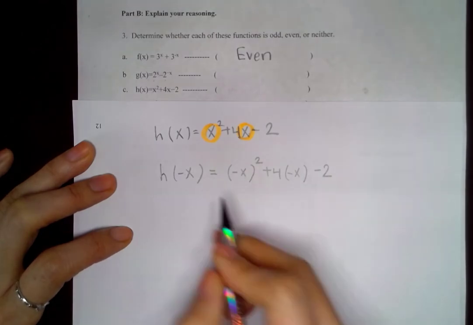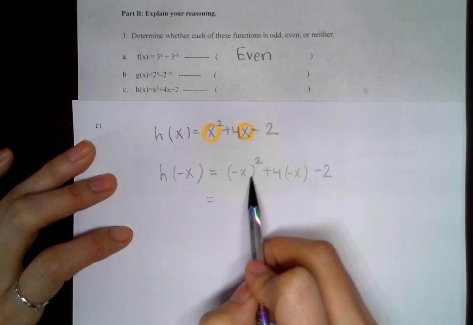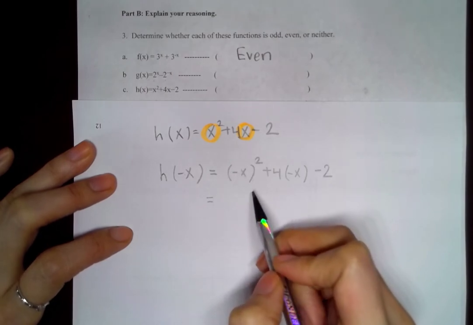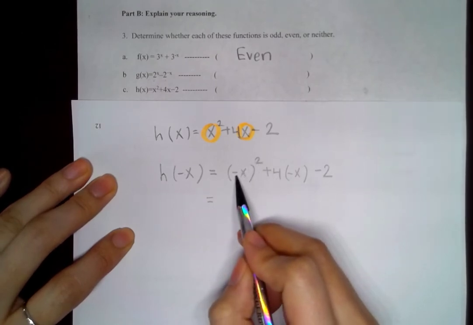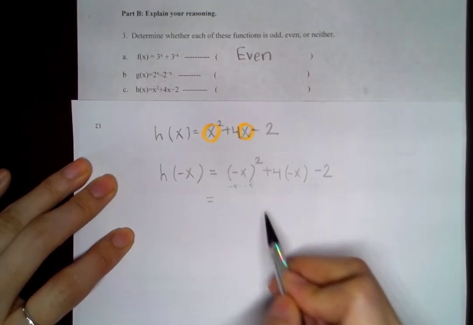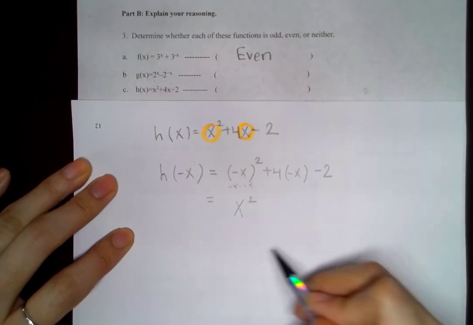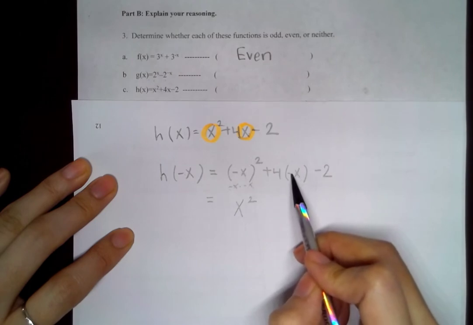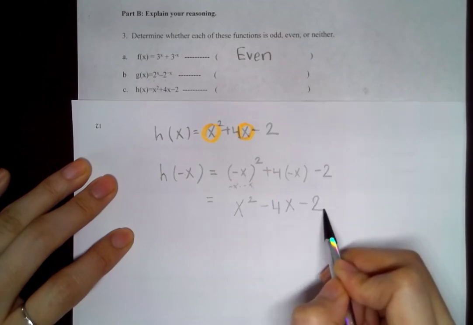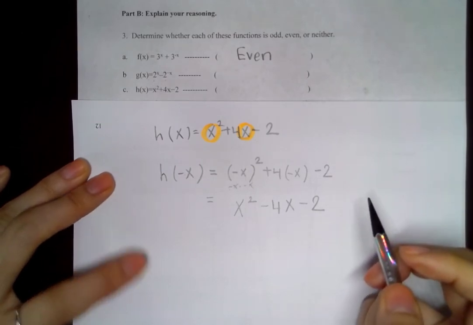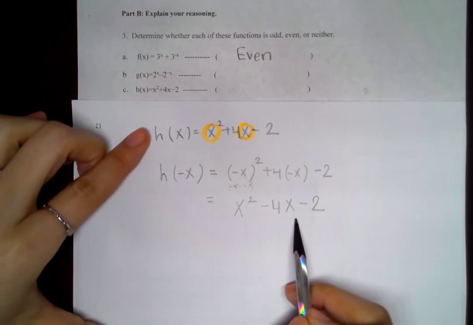Right? So let me simplify this. Guys, if you have a negative inside of the parentheses and you have a square, then it turns to positive, right? Because you're doing negative x times negative x. So it will be negative, negative, positive, x squared. Right? And look, 4 times negative x, negative 4x minus 2, right? So I got this one, and let's compare this one to that one.